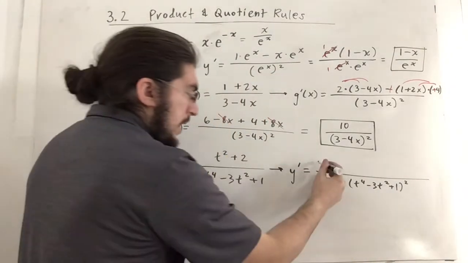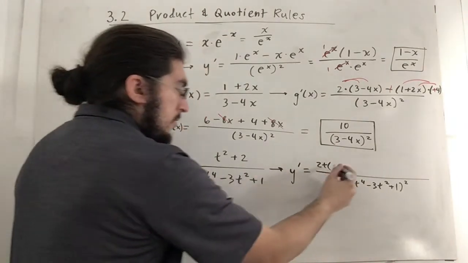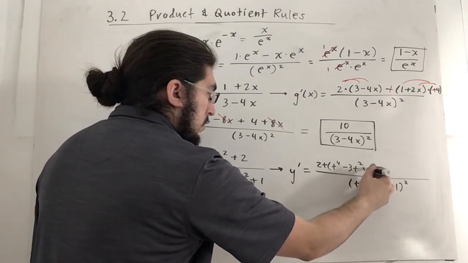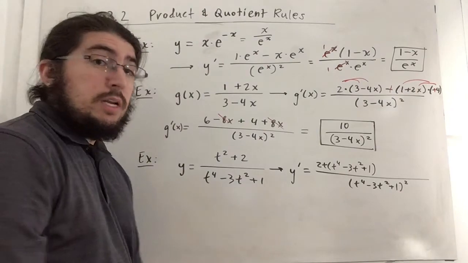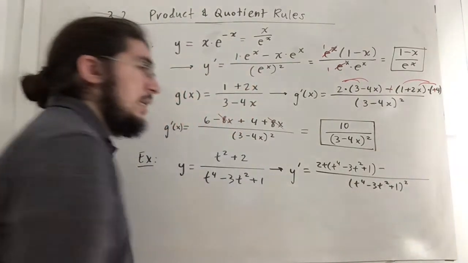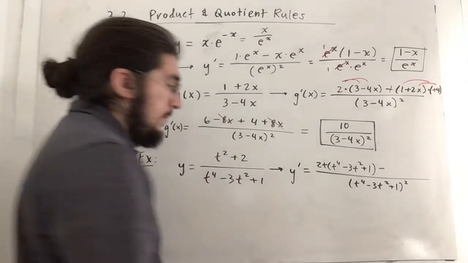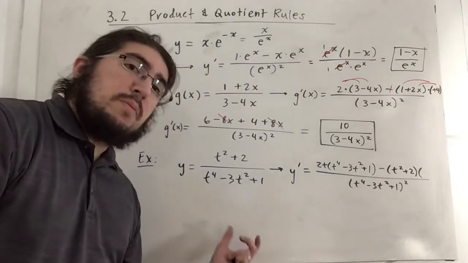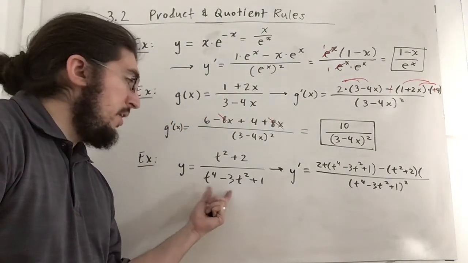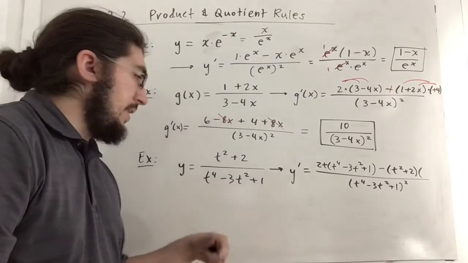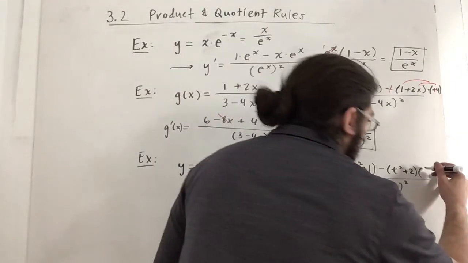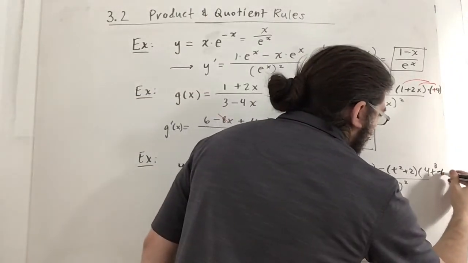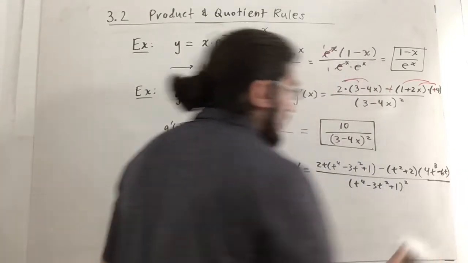Derivative of the top is 2t. Let me try to squeeze it in just in case. Regular of the bottom is t to the 4th minus 3t squared plus 1, close parentheses, good, minus what? Well, now minus regular of the top, so that's t squared plus 2, times derivative of the bottom. Derivative of the bottom is 4t to the 3rd minus 6t plus 0, so I'm not going to write that 0. So 4t to the 3rd, just barely making it, minus 6t. Close parentheses. Perfect.